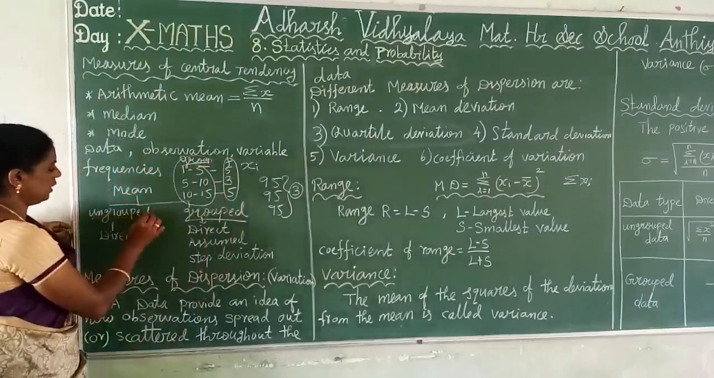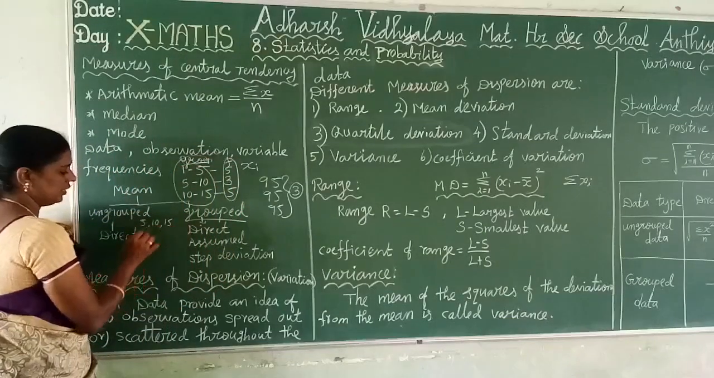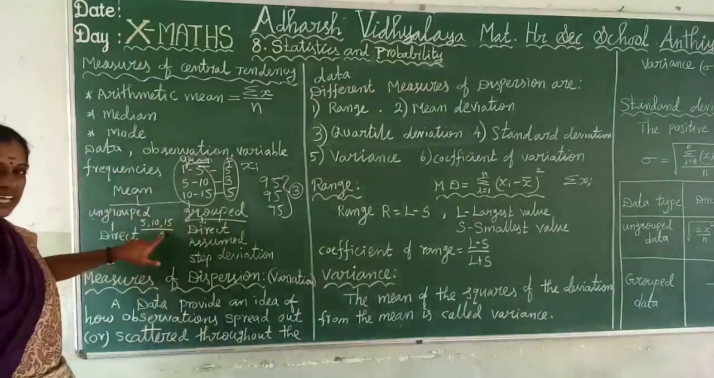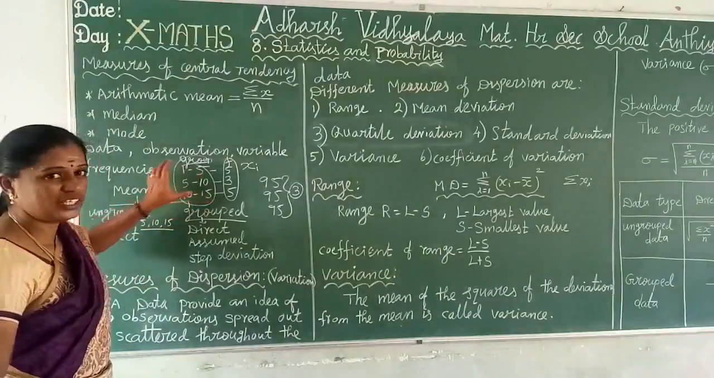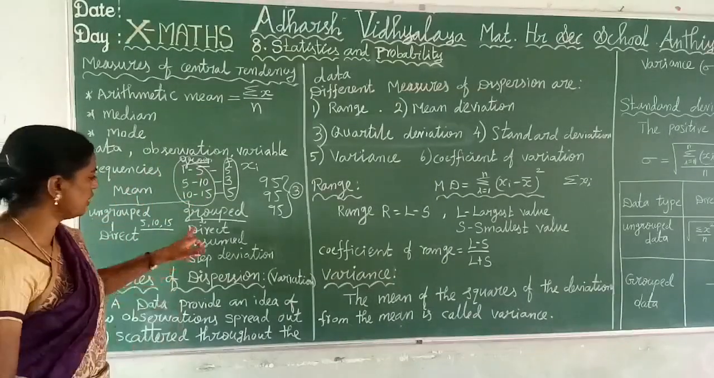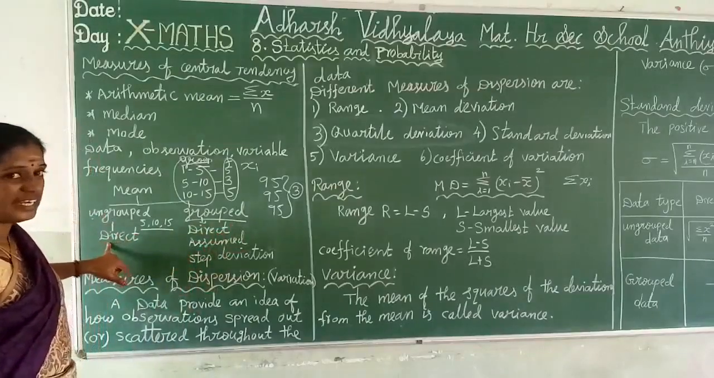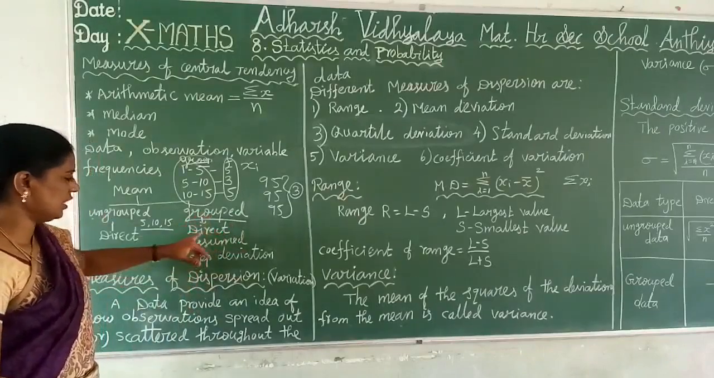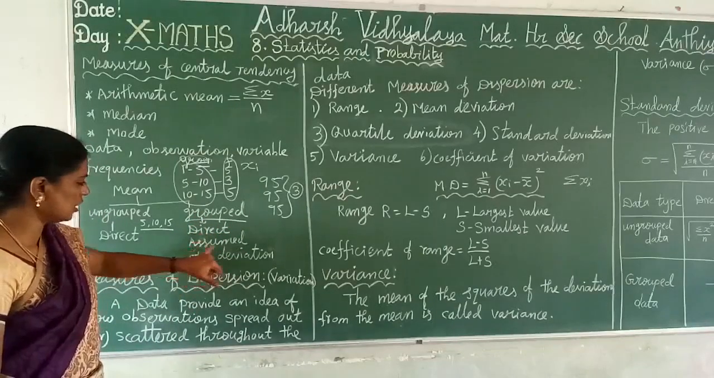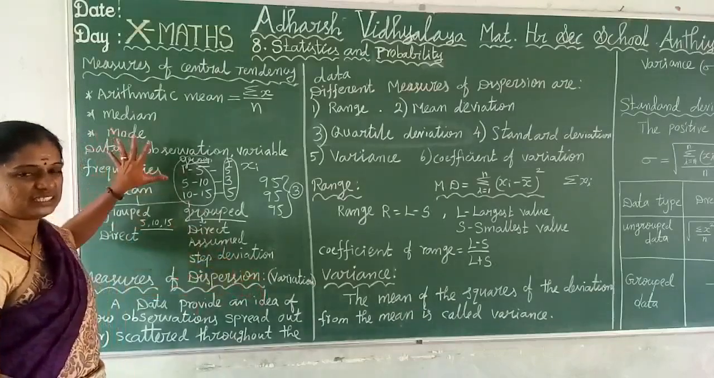Ungrouped data means separately given, 5 marks and 10, 15, like that. Separately given, that is ungrouped data. Here combined 1 to 5, that is a group. Combined marks given, that is grouped data. For ungrouped data, that is the direct method, how to find it. Under grouped data, 3 methods are there: one is the direct method, another is the assumed mean method, and the step deviation method. These were already studied in 9th standard itself.